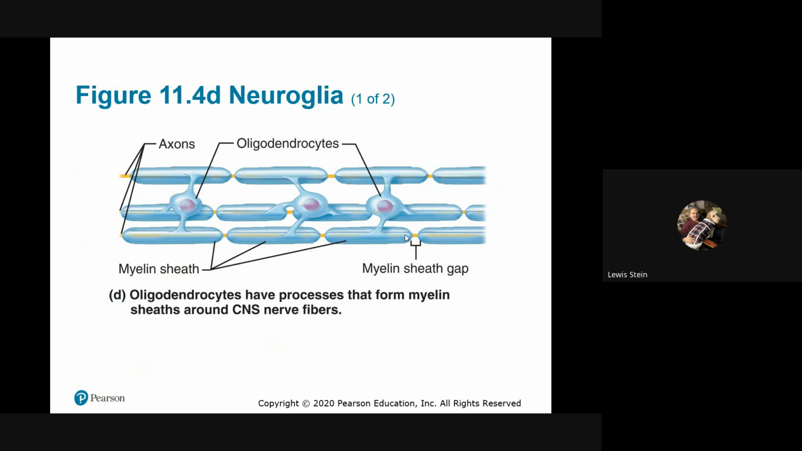The old term that you should be familiar with for two reasons. It's important to know, because you'll see it in the animations, and I love to say it. They're called nodes of Ranvier.